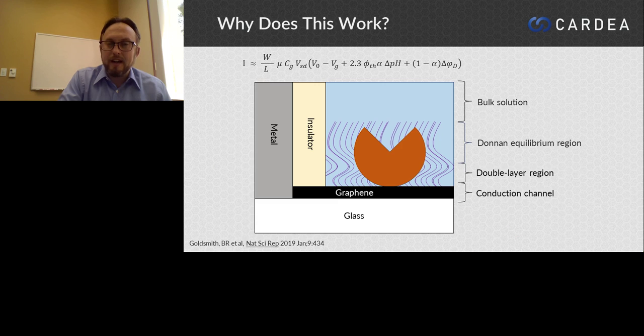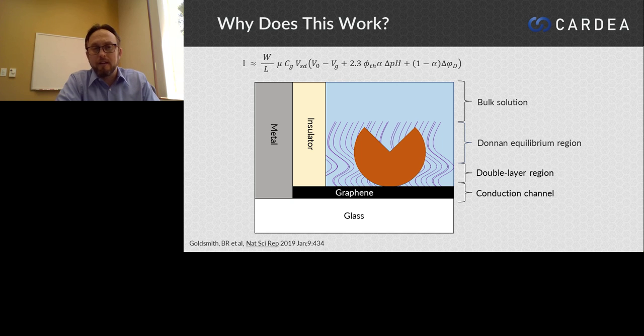Why does this work? I am a physicist and a nanotechnologist, and so I think that I'm required by some sort of secret physics rule to have an equation in at least every presentation that I give. So this is my required equation. Here's how this works from a physics point of view.